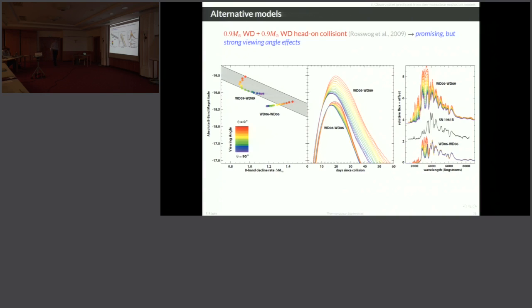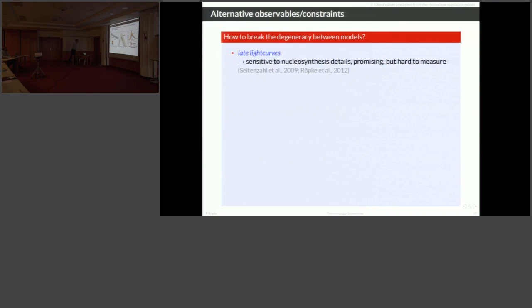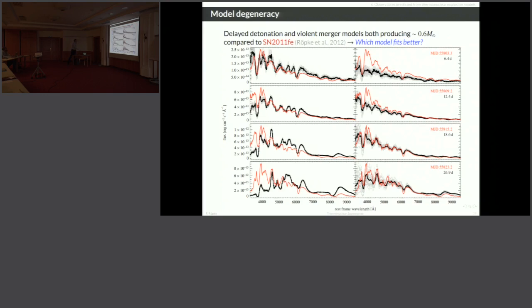The problem, however, is, I showed you the typical ejecta structure yesterday. The composition of the ejecta is rather asymmetric, and therefore you have huge viewing angle effects. And this is actually something that is not really expected for normal Type Ia supernovae.